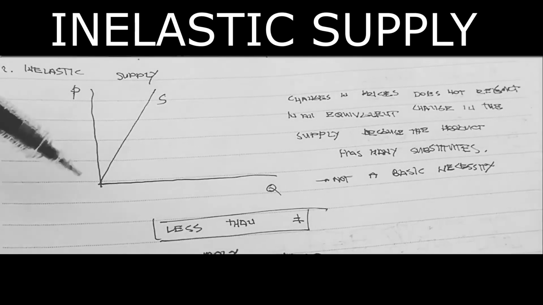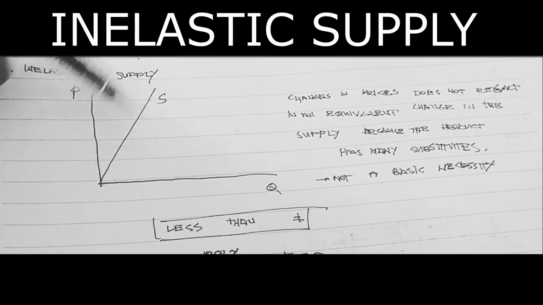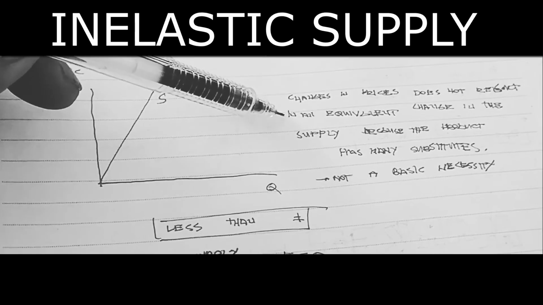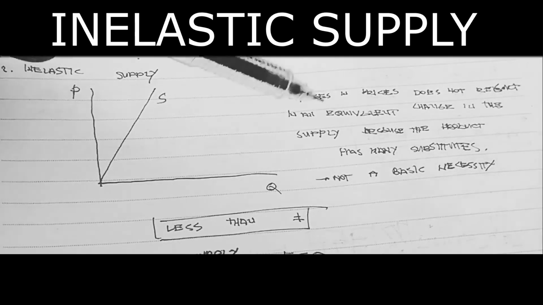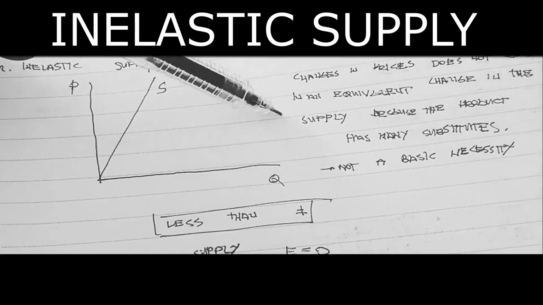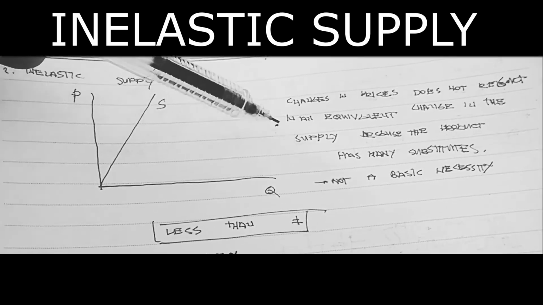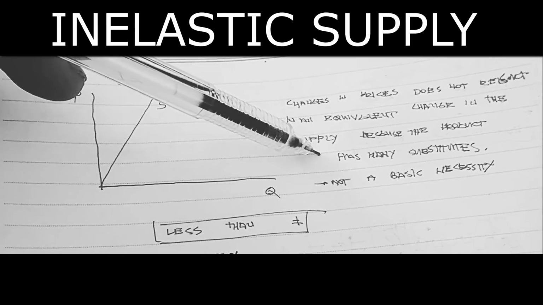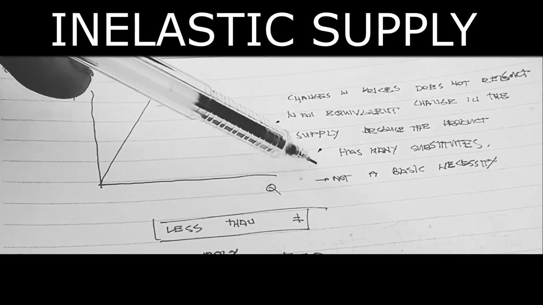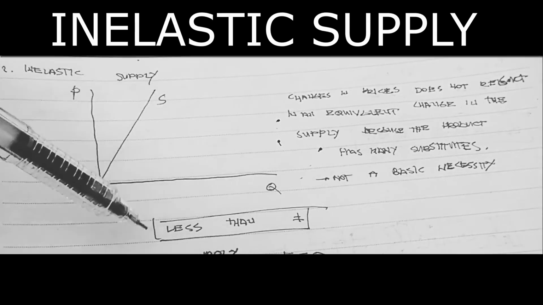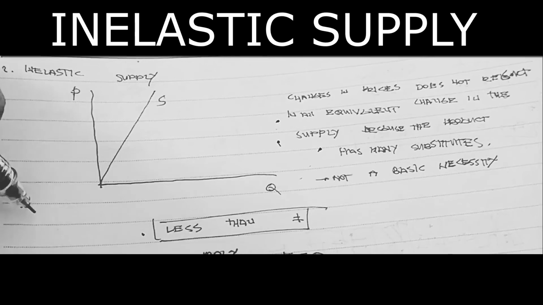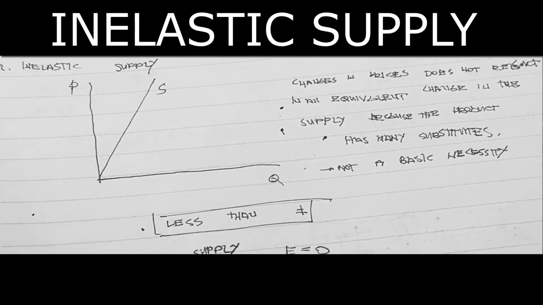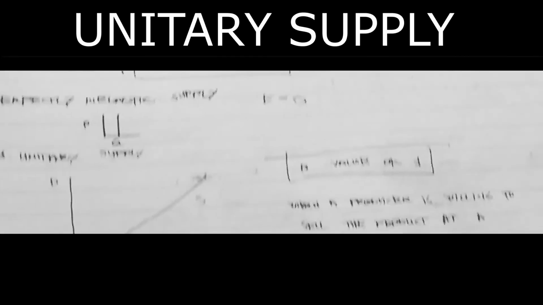In an inelastic supply, going up like that, this is the graph of inelastic. Changes in prices do not result in an equivalent change in the supply because the product has many substitutes. So this is not a basic commodity. The answer is less than 1. When we say less than 1, that is 0.2, 0.3, 0.4, 0.5, 0.6, 0.678. So less than 1. Then we have unitary.